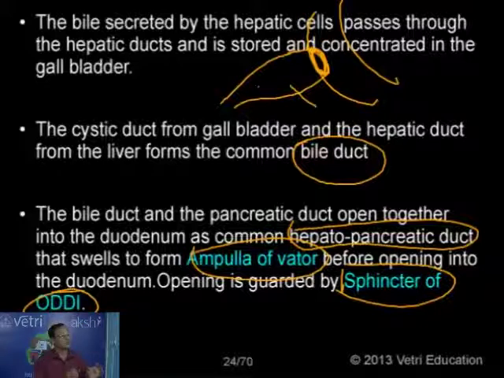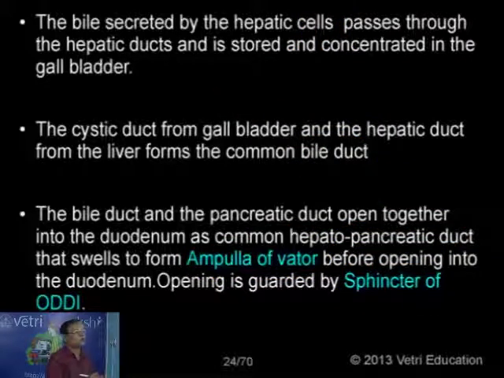So remember the sphincter of Oddi and the ampulla of Vater. One more structure we'll see tomorrow, along with another structure I mentioned earlier, Glisson's capsule. So Glisson's capsule, ampulla of Vater, and sphincter of Oddi are some of the structures related to the liver. I have not yet completed the liver fully. We also have to go through the pancreas. We'll see that in the next class.